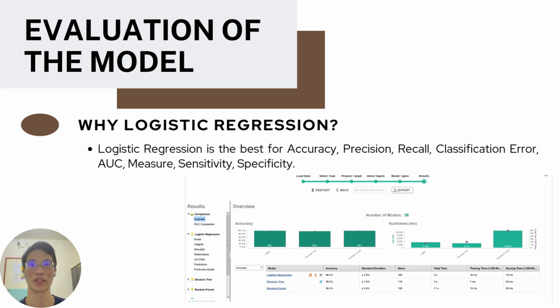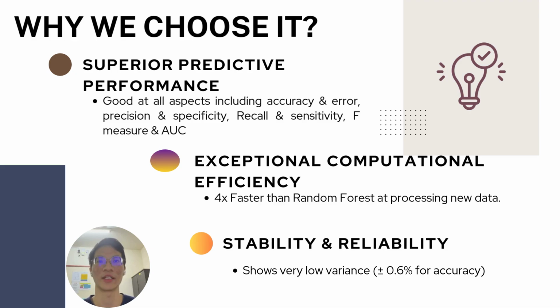So why did we choose logistic regression? By comparing the accuracy, precision, recall, classification error, AUC, sensitivity, and specificity, we can notice that logistic regression is the best model. While random forest is a highly powerful ensemble method, logistic regression was identified as the top performing model for the dataset with an accuracy of 98.2%.